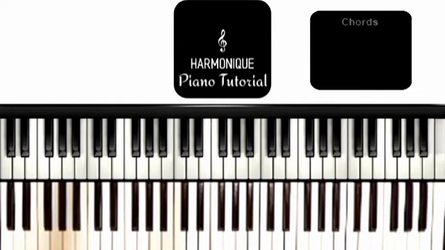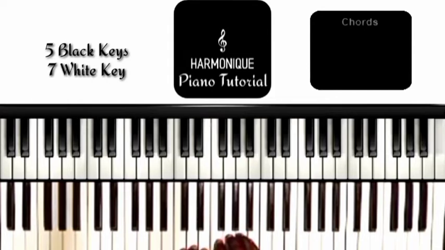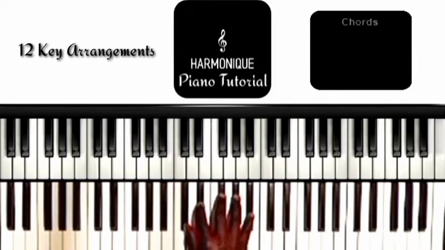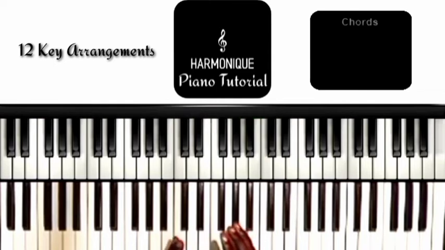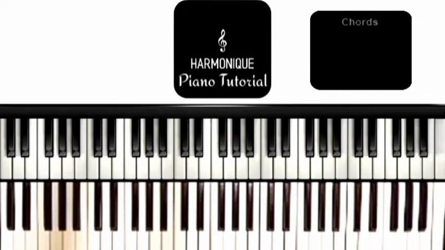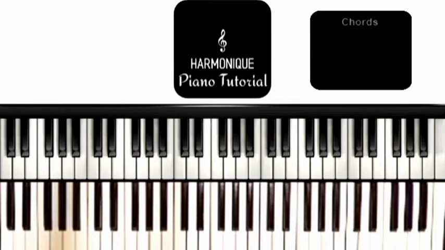Secondly, I want you to understand that the piano is made up of black and white key arrangements, which together make a pattern. As you can see here, we have 5 black keys and 7 white keys, which together make 12 key arrangements. 5 plus 7 equals 12, which makes a pattern, as earlier said. You can also see that this pattern repeats itself here and here, same as other parts of the keyboard.